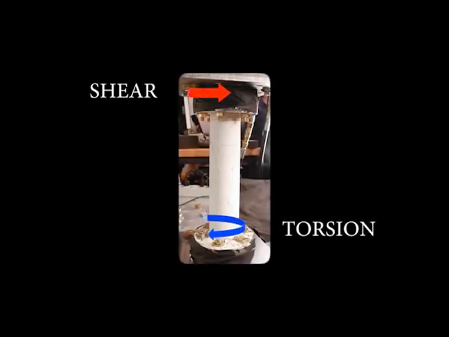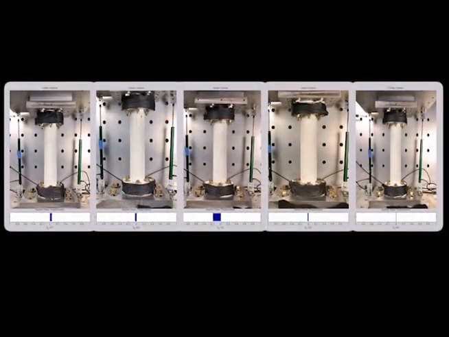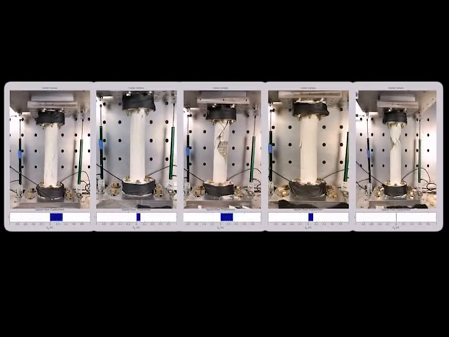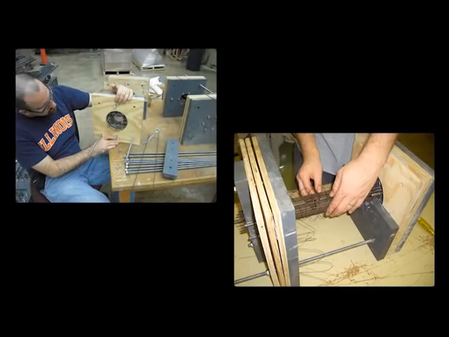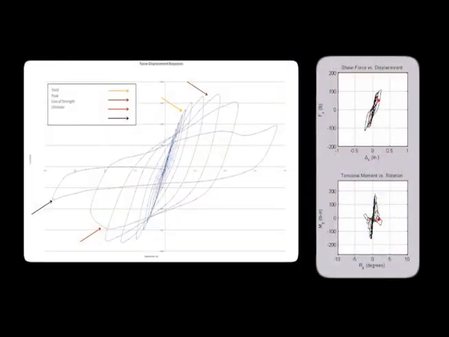The effects of these combined behaviors are investigated by a series of experimental tests performed at the University of Illinois. 5 small-scale bridge piers were subjected to the individual and combined effects of shear and torsional loading. Fabrication methods, testing procedures, and test results will be presented.